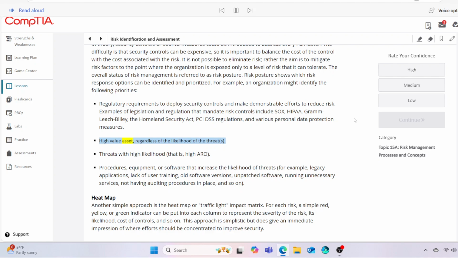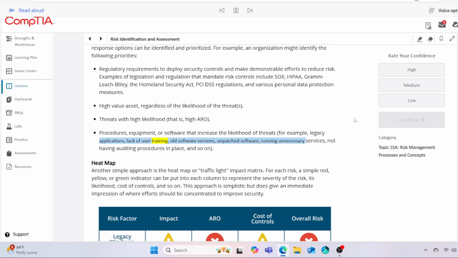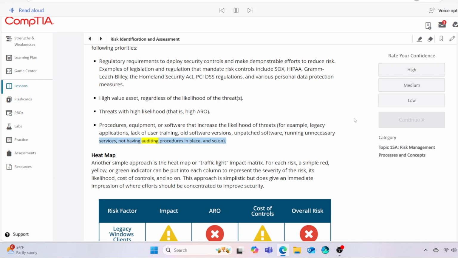High-value asset, regardless of the likelihood of the threats. Threats with high likelihood, that is, high ARO. Procedures, equipment, or software that increase the likelihood of threats. For example, legacy applications, lack of user training, old software versions, unpatched software, running unnecessary services, not having auditing procedures in place, and so on.